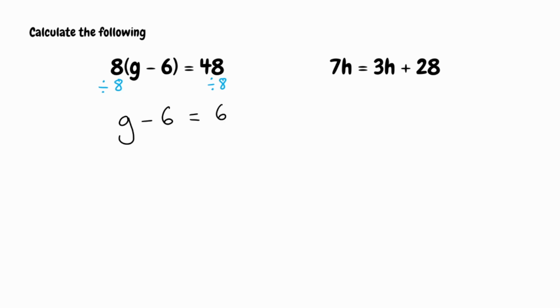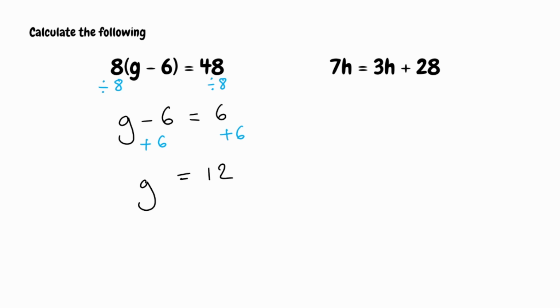And then for the final step of this equation, on the left-hand side, we have g take away 6. So I'm going to add 6 to the left-hand side, which means I must also add 6 to the right-hand side. So the 6s have cancelled, so we're just left with g is equal to, and if we do 6 plus 6, that's going to give us 12. So g is equal to 12.